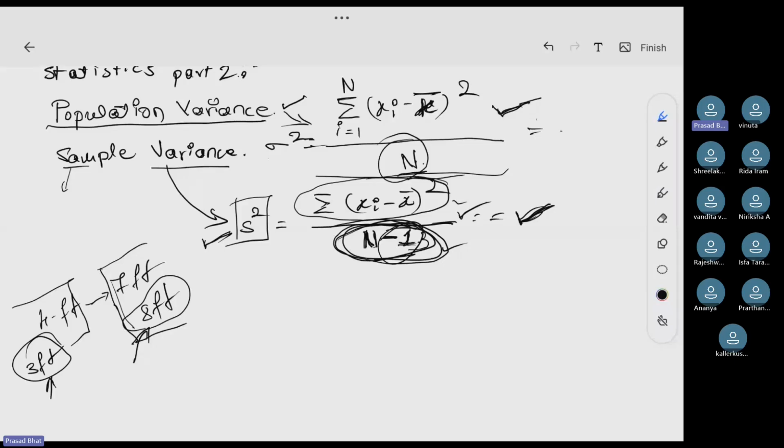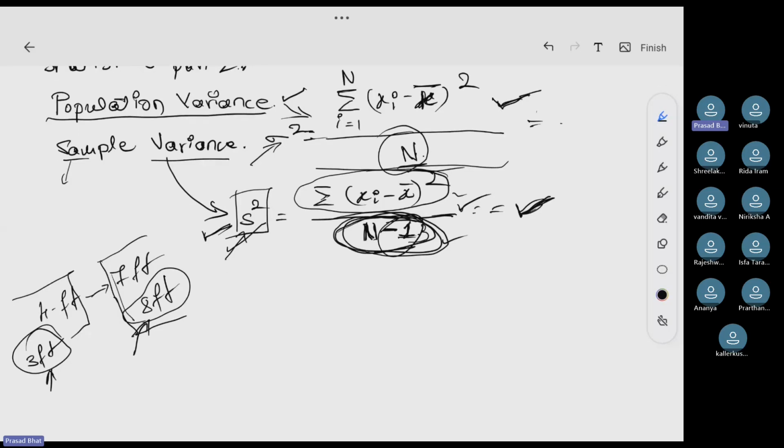So if you look at this, most of the problems that we are going to cover in our next discussions, as well as in any practical world example, generally we are supposed to calculate s square instead of sigma square. Sigma square is a theoretical concept. Population variance, it is impossible to collect the entire population's data. It simply will not be possible. That is why we will have to consider s square in most of the cases.